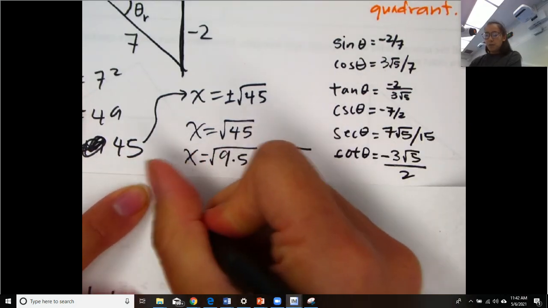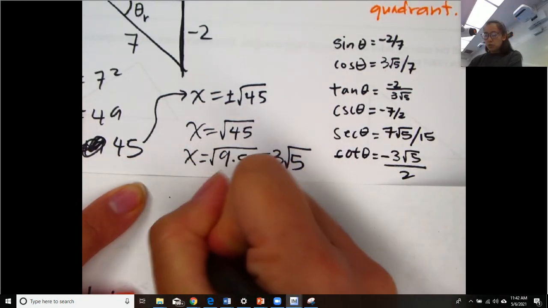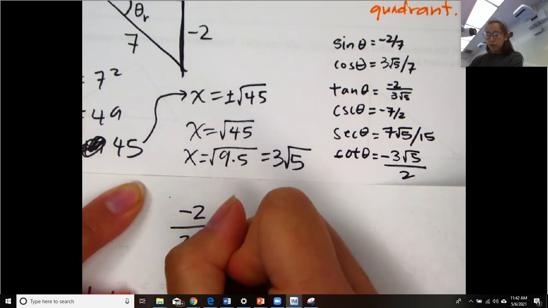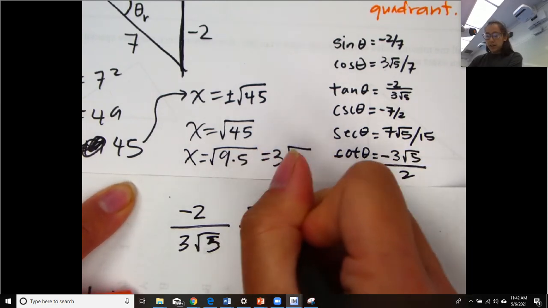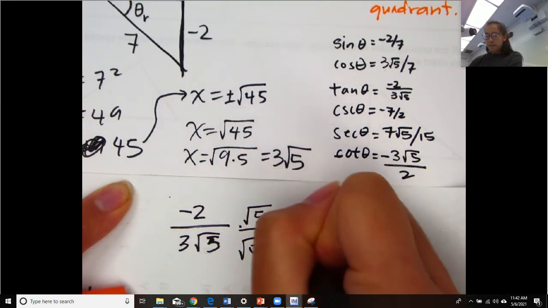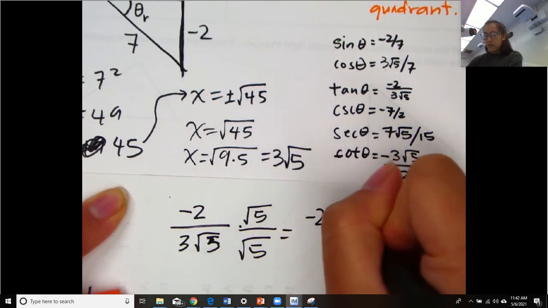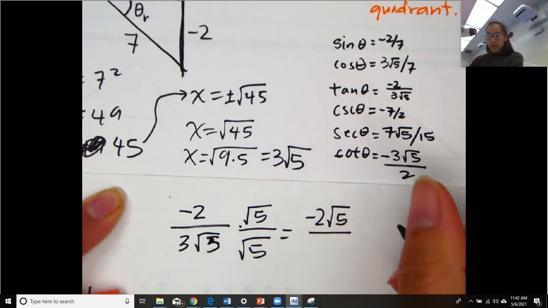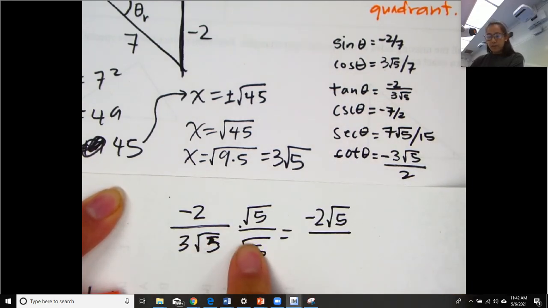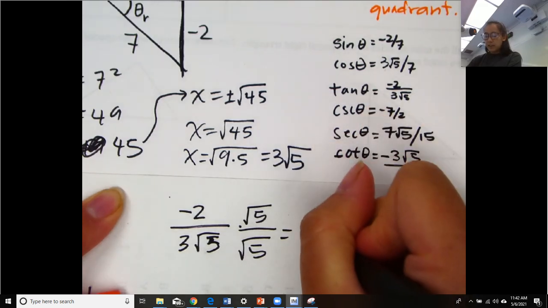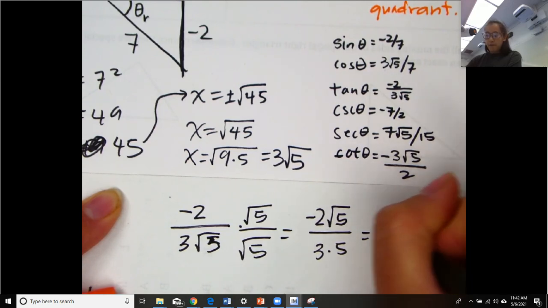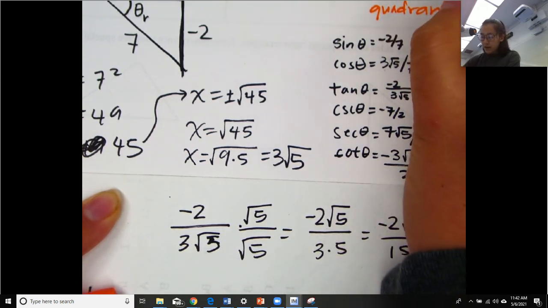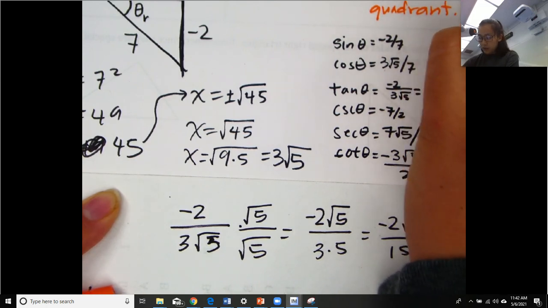So tangent of theta was -2 over 3 root 5. So we're going to multiply the numerator and denominator by square root of 5. And so we have -2 root 5 divided by 3, and then times root 5 times root 5. So root 5 times root 5 is 5. So then it's going to be 3 times 5, which is negative 2 root 5 over 15. So this here is going to be negative 2 root 5 divided by 15.